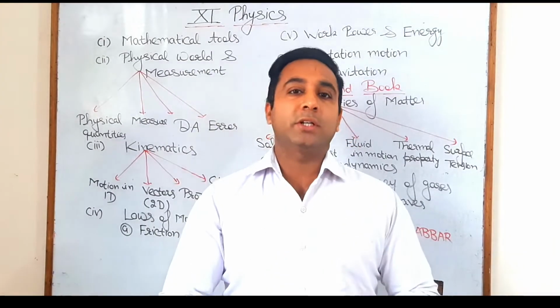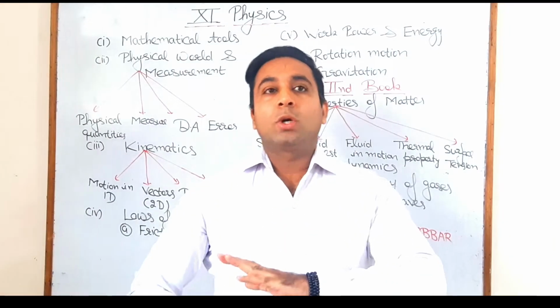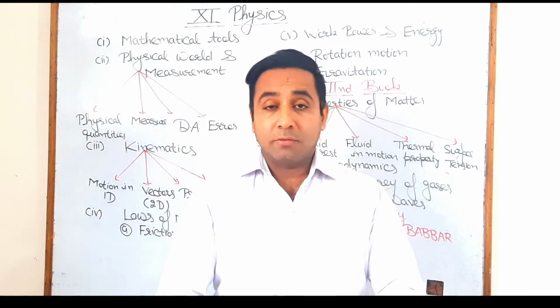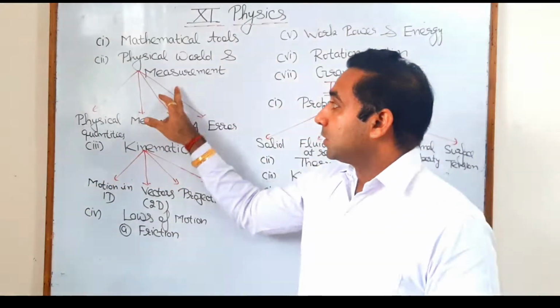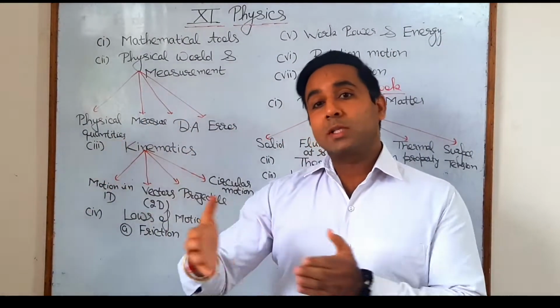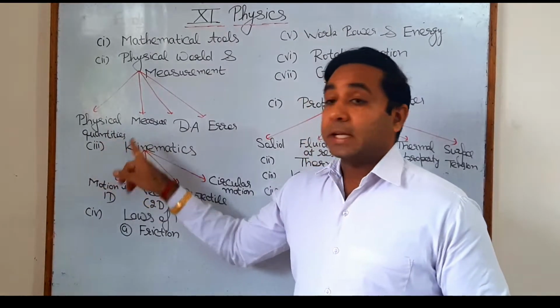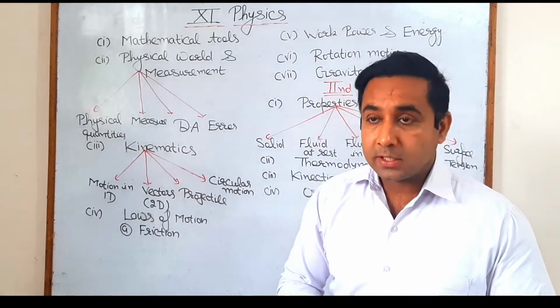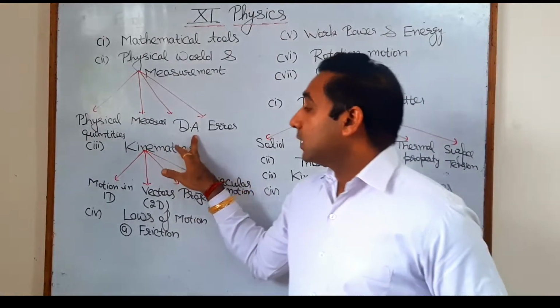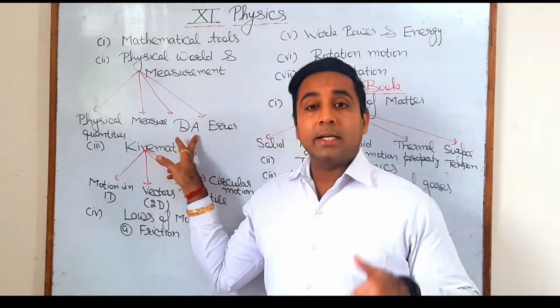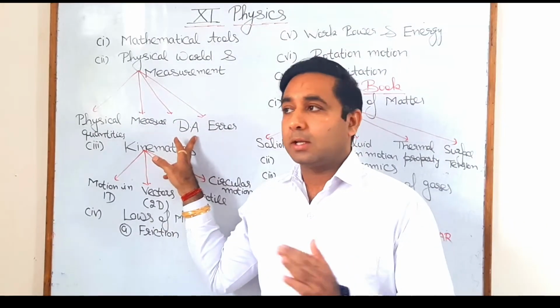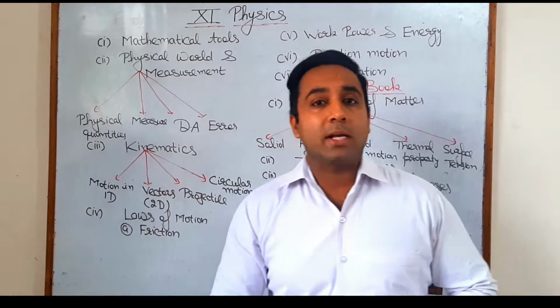That's totally a different chapter for you. You don't have any knowledge about the basics of this chapter. In this chapter, we have to deal with 4 subparts. The first one is physical quantities. Second is how to measure these physical quantities. The third one is dimensional analysis, DA stands for dimensional analysis. And the last one is errors.